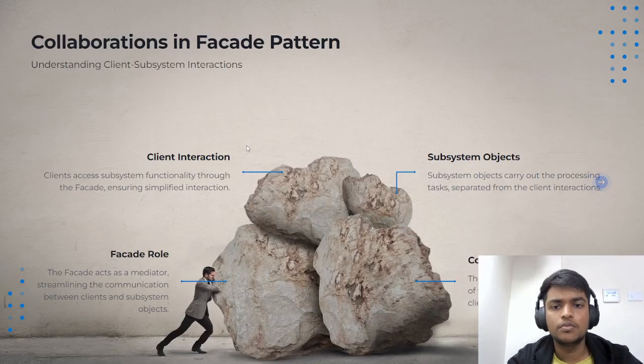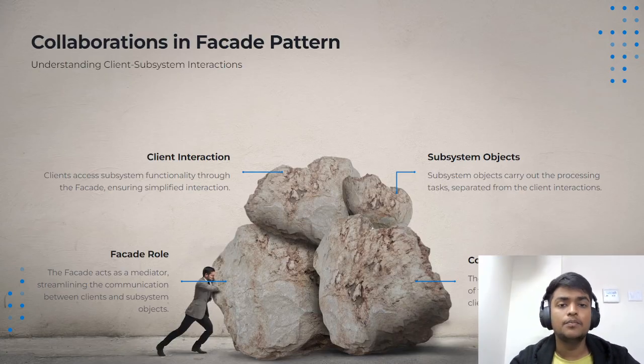So now we will talk about the collaboration in facade pattern. One of the biggest advantages of the facade pattern is that it provides and promotes weak coupling. This means that the various parts of the system don't really rely heavily on each other, making the system easier to update, scale, and modify.